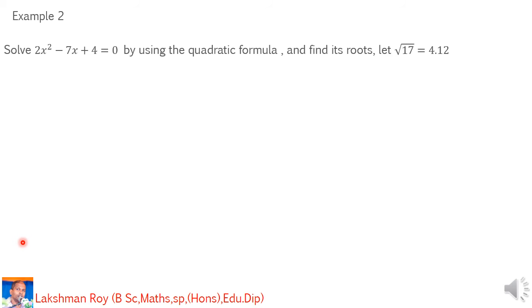Right, now students, shall we move to another example? This is the second example I will discuss with you. So this is my question. You have to solve this quadratic equation 2x square minus 7x plus 4 equals 0 by using the quadratic formula. So to find the roots, you can take square root 17 as 4.12.